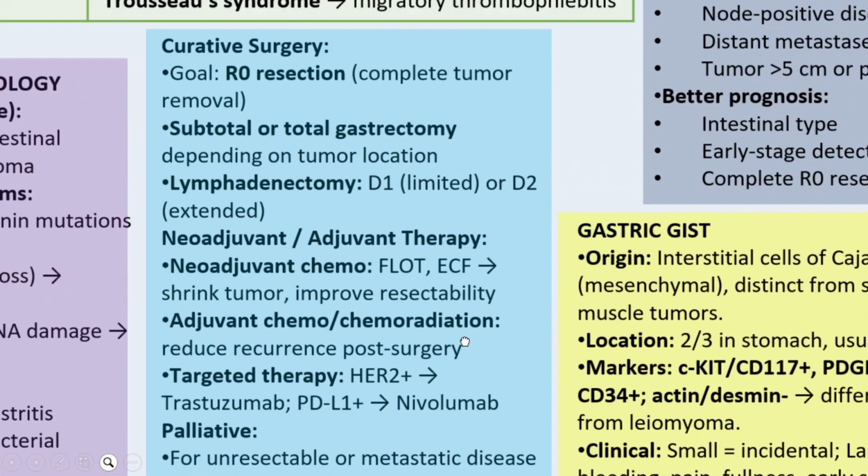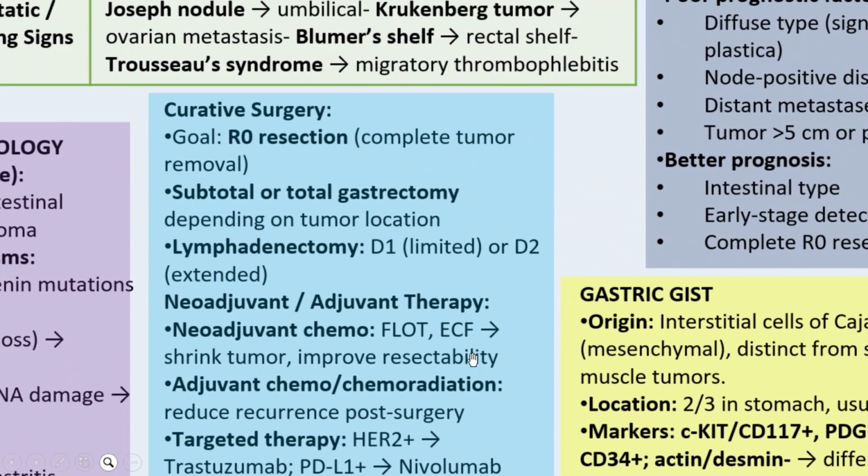Then we look at the management. Most times the only cure for gastric cancer is going to be surgery, which is an R0 resection with node resection, which means complete tumor removal. We want to remove the tumor and leave no positive margin.